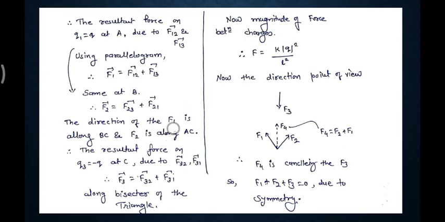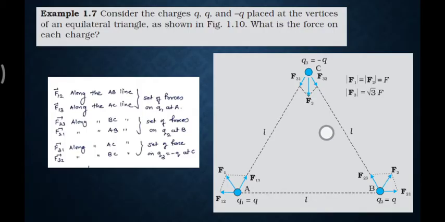So this is the alignment for the resultant force on Q3, which is negatively charged and has forces F32 and F31. The resultant will be F3 only, which is downward. It's a bisector direction. It means the bisector of the triangle's angle. The bisector direction follows F31.